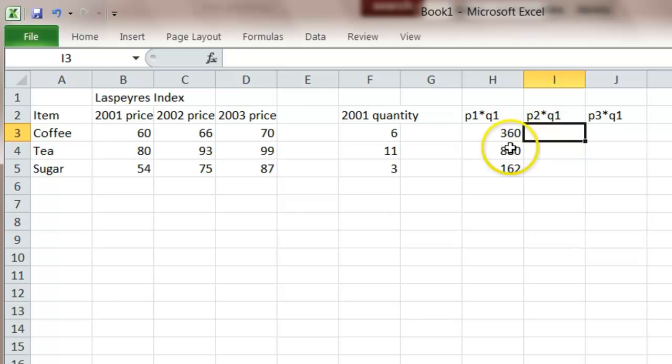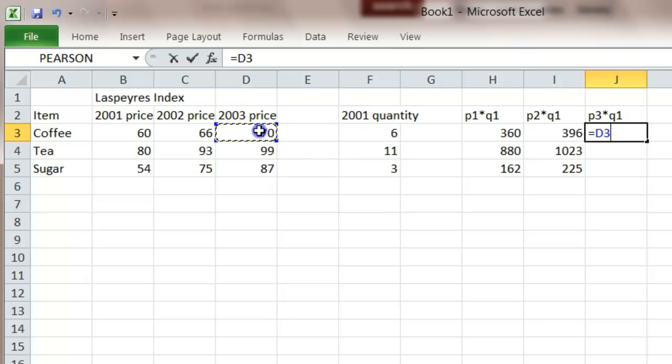So this cell, we want the 2002 price of coffee, so I put equals, times that, times the quantity in 2001. I can click and drag that for the others, and then I do the same thing for the prices from 2003. So the price in 2003 times the quantity sold in 2001, and click and drag that.